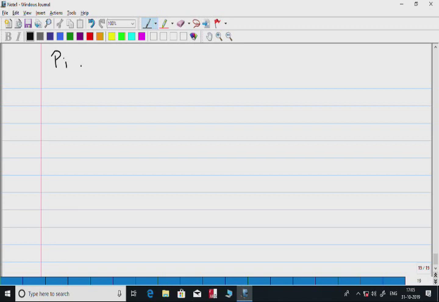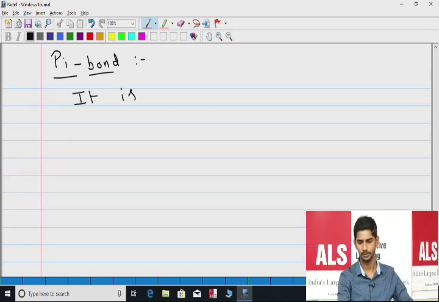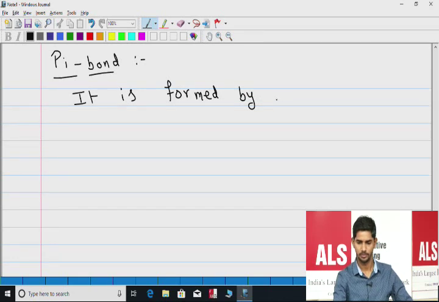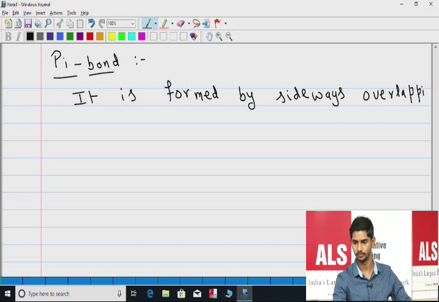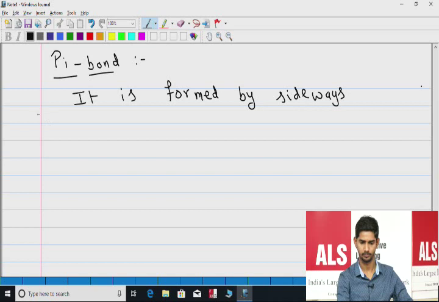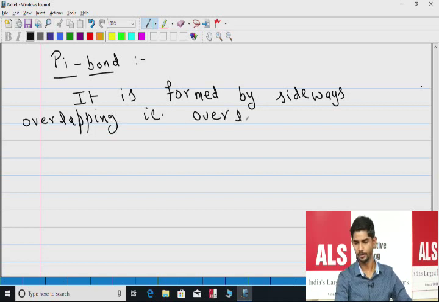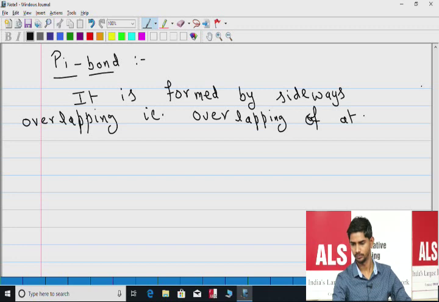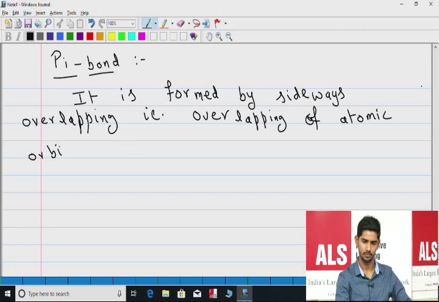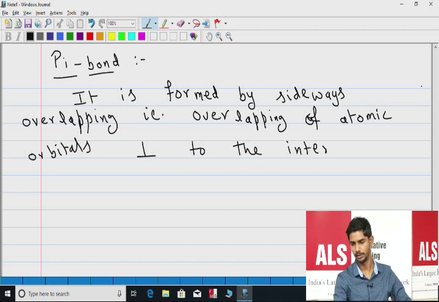Next is pi bond. It is formed by sideways overlapping, that is overlapping of atomic orbitals perpendicular to the internuclear axis.